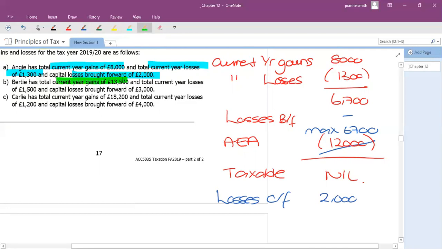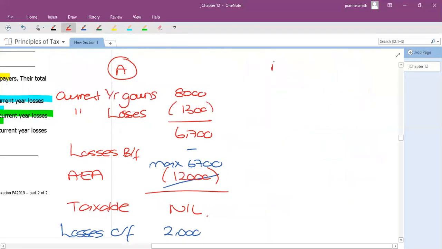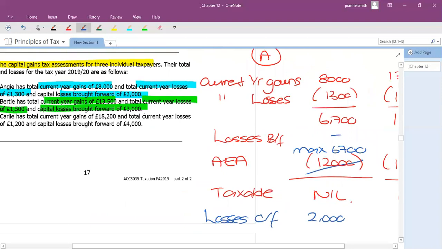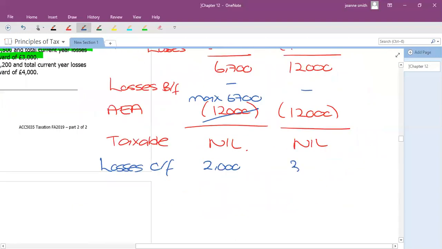So Bertie has got a current year gain of 13,500, and he's got current year losses of 1,500 and a loss brought forward of 3,000. So if we net them off again for Bertie, 13,500 is his gain, 1,500 is his loss, giving him a net gain of 12,000. Now he can wipe out all of that gain using his annual exemption. So he can use the full exemption, and therefore there is no point using any brought forward. So that brought forward loss of 3,000 will be carried forward and used next year.